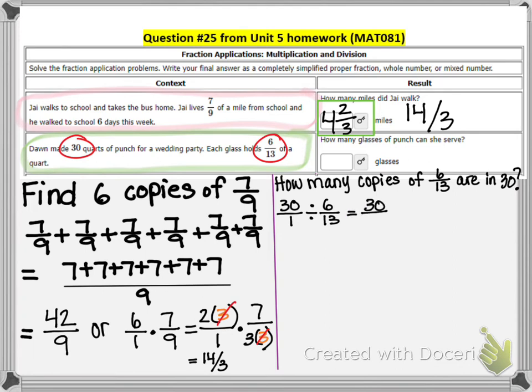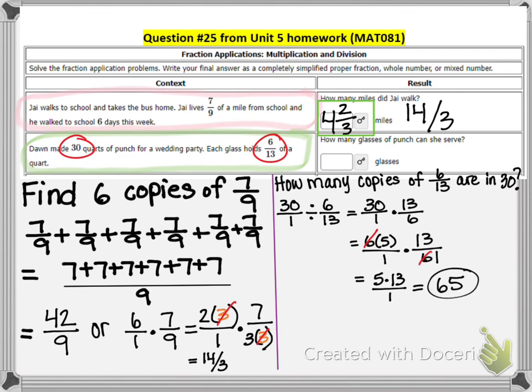So I wrote 30 over 1, and then I'm going to change division to multiplication and take the reciprocal of 6/13. So really, I just have 30 over 1 times 13 over 6. So I notice that the numerator 30 shares a common factor with the denominator 6. So I can divide out the common factor of 6, and then in the denominator, it just leaves behind a 1. So now to multiply my fractions, I multiply 5 times 13 in the numerator and 1 times 1 in the denominator, which gives me 65 over 1, or just 65. So that means she can serve 65 glasses of punch.